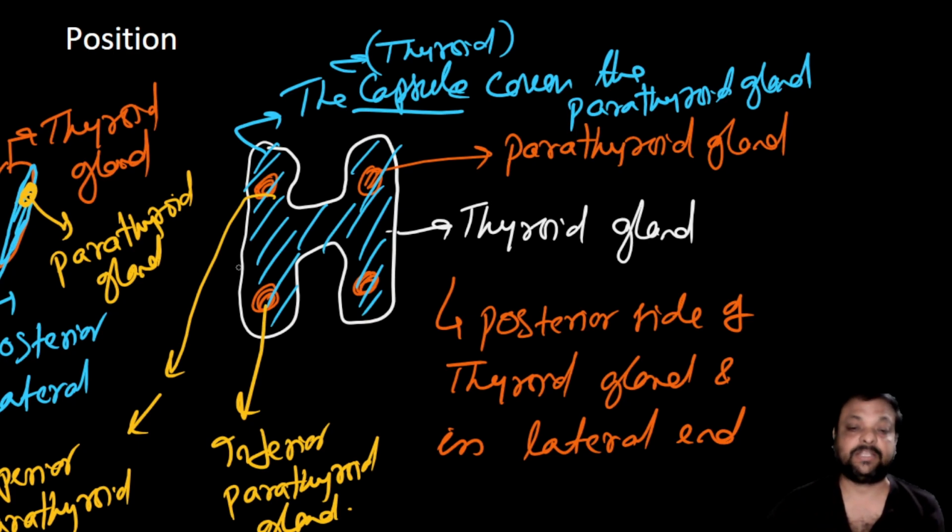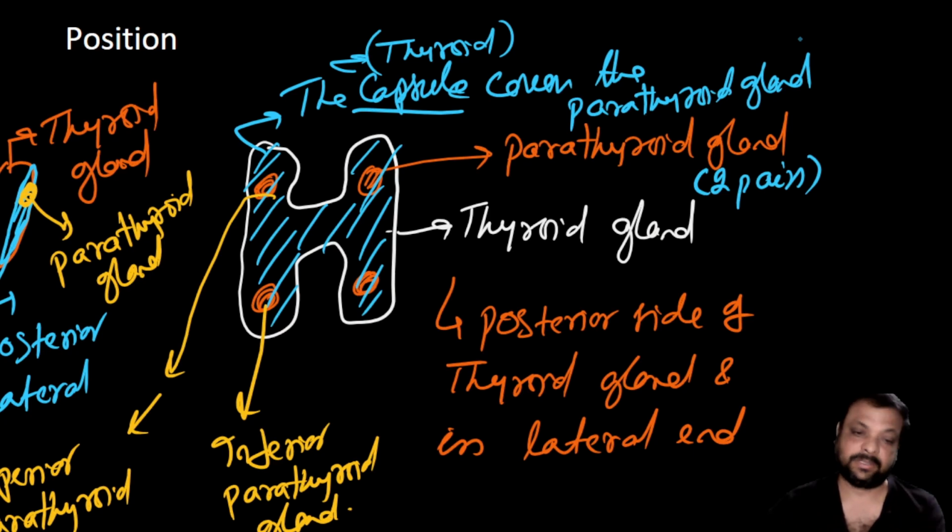These parathyroid glands are embedded within the thyroid gland and covered by the capsule of the thyroid gland. So in total we find four parathyroid glands, or two pairs, present. Let me write here: two pairs of parathyroid glands present. So this is all about the position of the parathyroid gland.